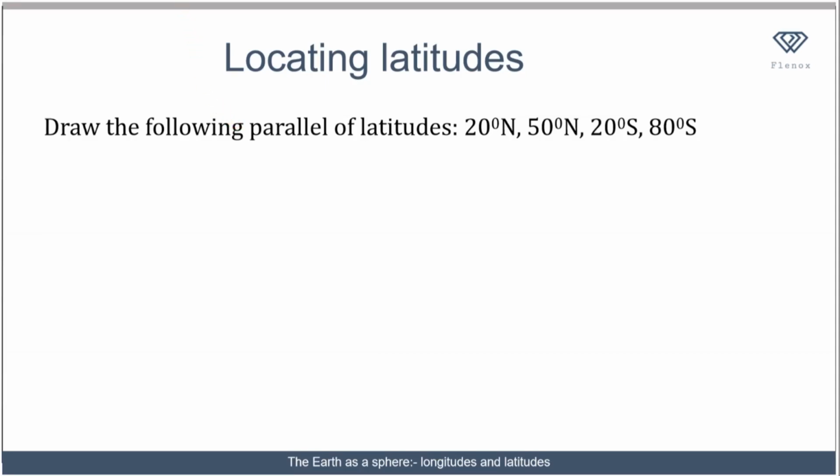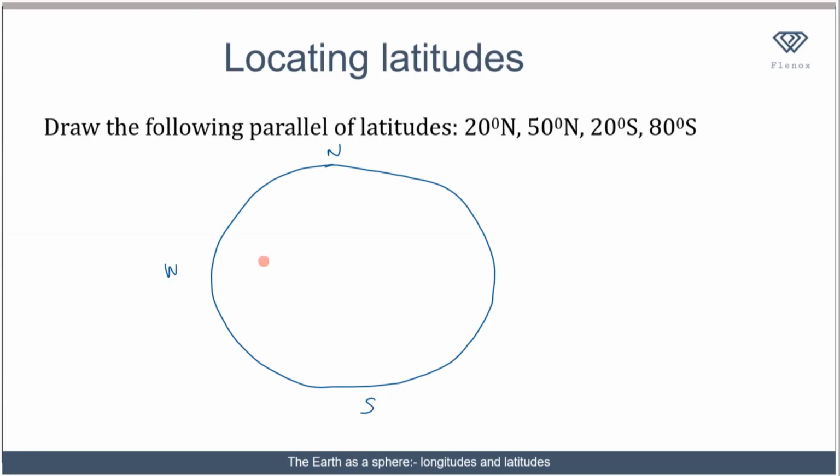So the first thing we want to do is to draw our globe as usual. So we sketch out the globe. And we have our north, our south, then our west and our east. We have a line running vertically down here. And the first point we want to locate is 20 degrees north. So 20 degrees north is going to be closer to the equator. So I'm going to have a line running in this direction towards the northern half. So this is 20 degrees north.